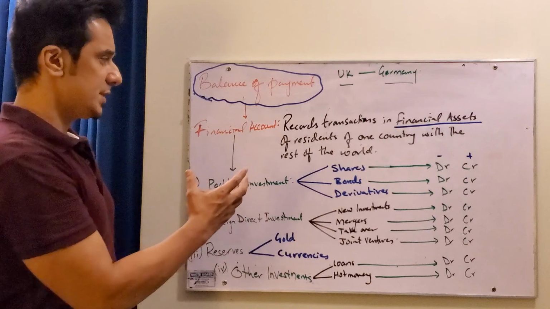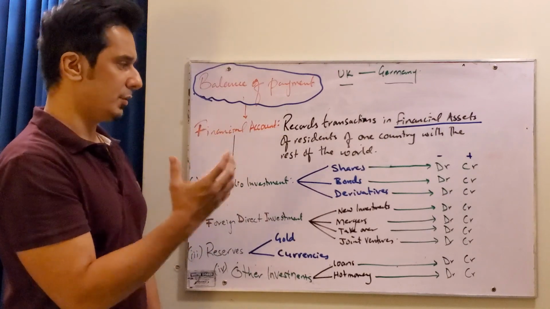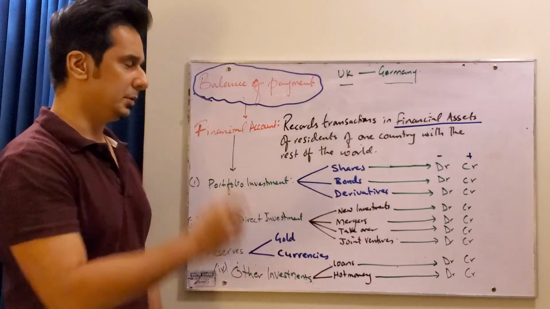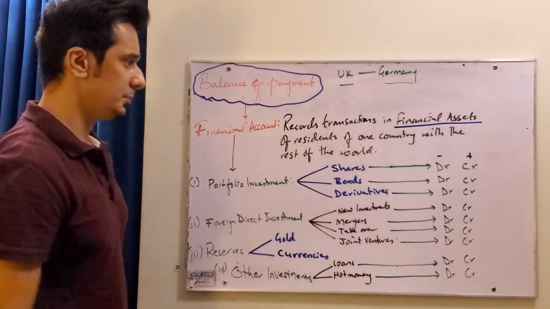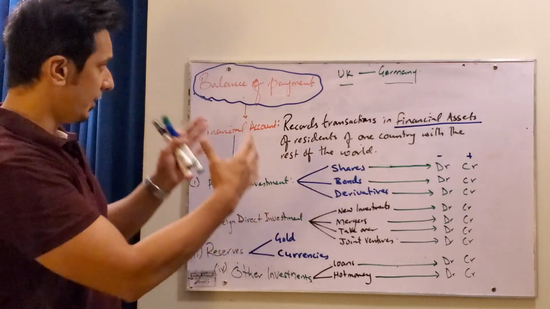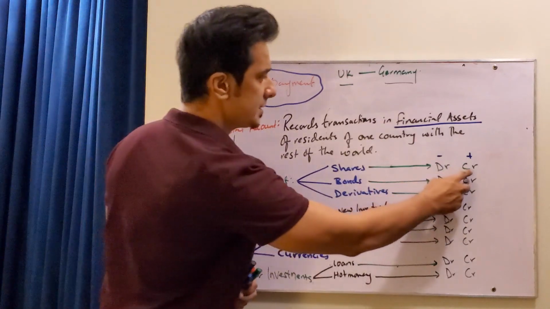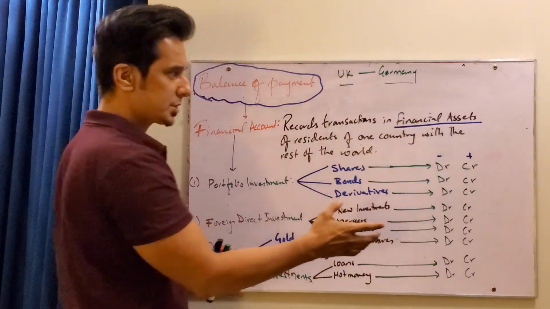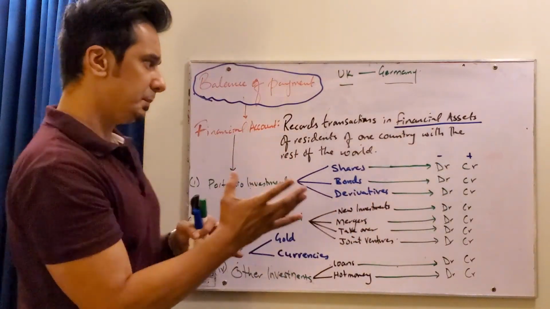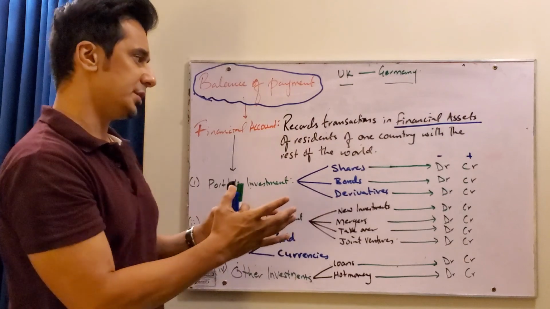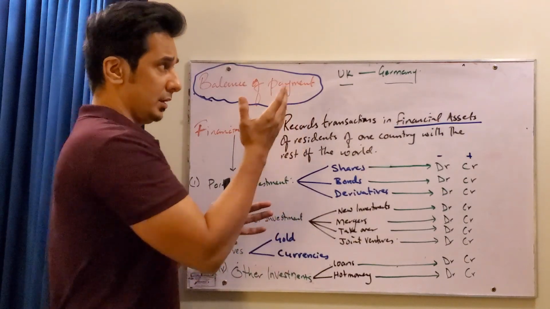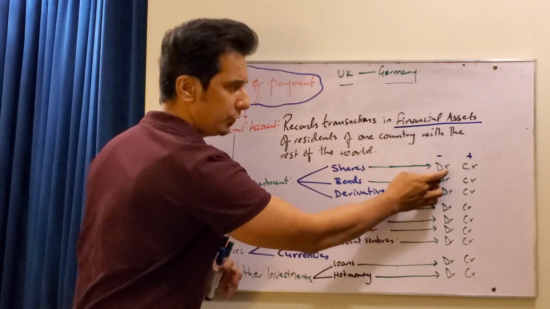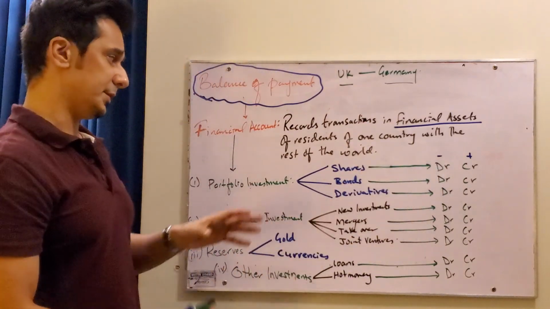For instance, UK residents are buying shares in German firms. So in the German financial account, it would be treated as credit because they're buying shares. That's money coming into the economy. But suppose German people decide to buy shares in a UK firm, that would be treated as an outflow, and that would be a debit.